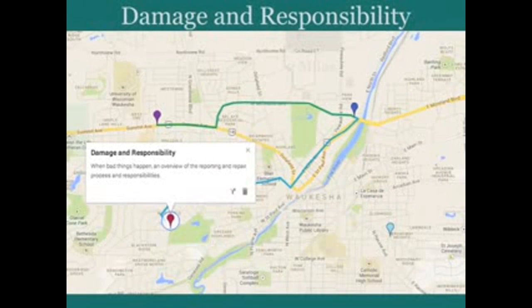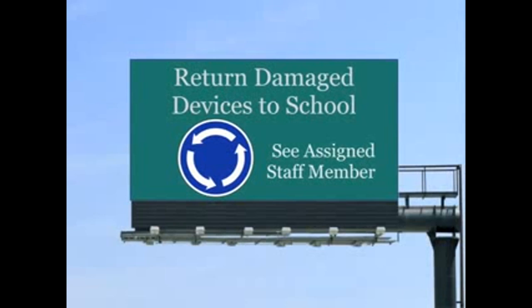Our next destination is damage and responsibility. As a district, we certainly realize that from time to time bad things can happen, and this is an overview of the reporting and the repair process and the families' and students' responsibilities in that process. It's important to understand that students should return damaged devices to school. No matter the severity of the damage, it's important to report it to a staff member and let them make the decision as to how it should be repaired.